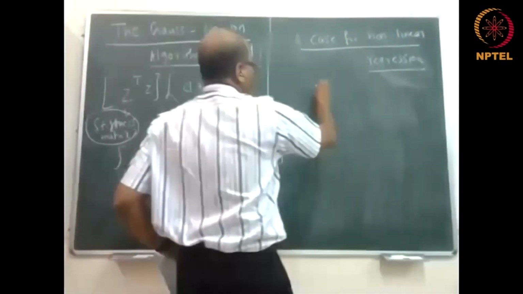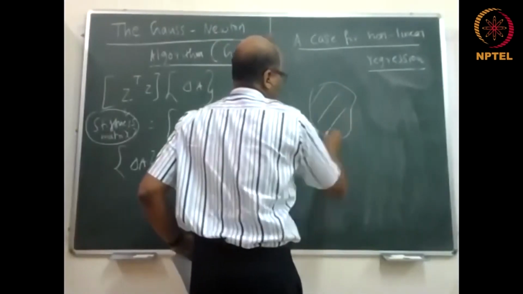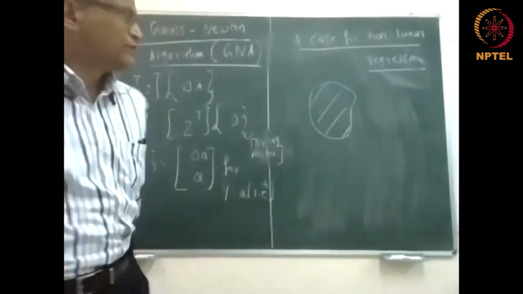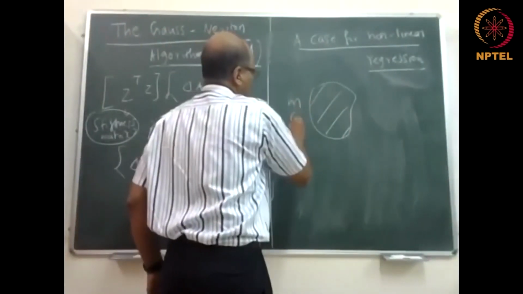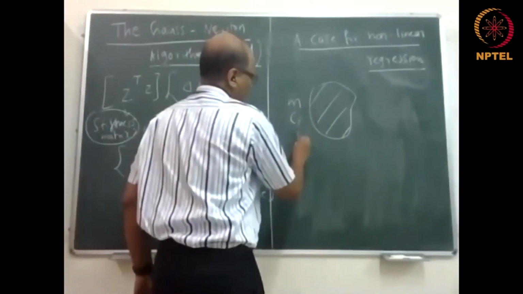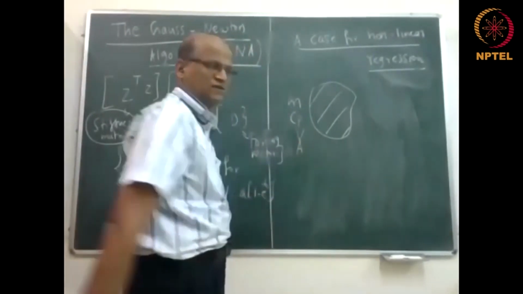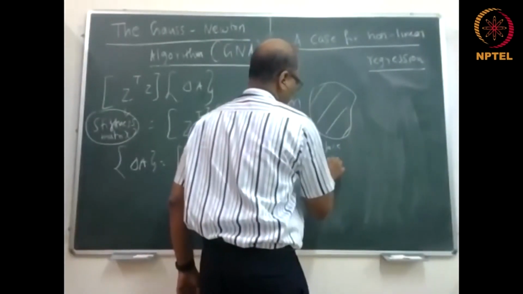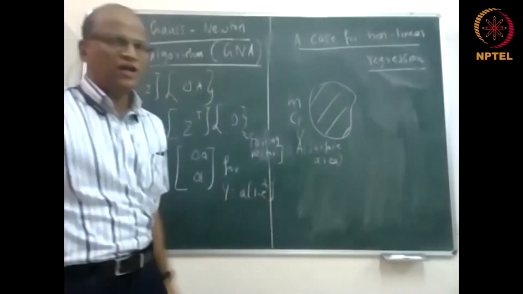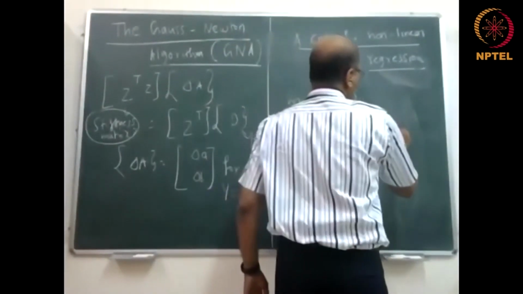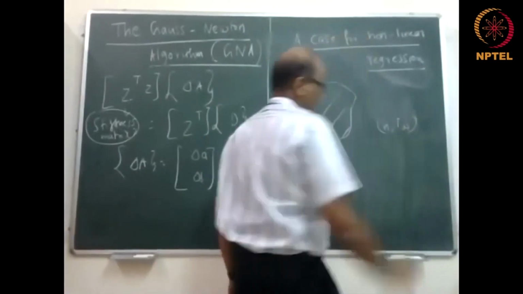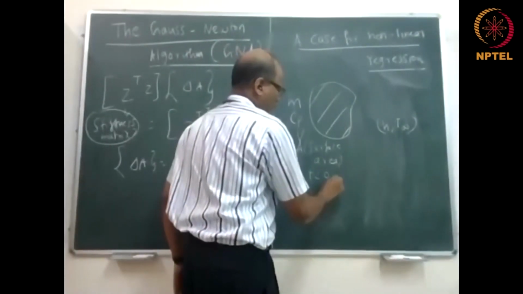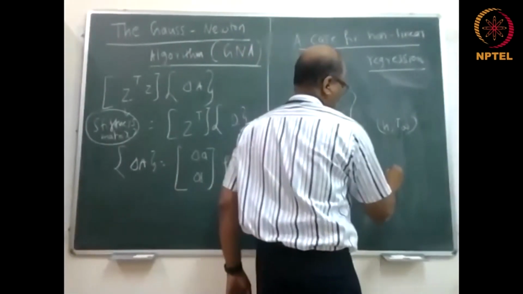Now consider a body like this. It has a mass M, specific heat Cp, volume V, and this is the surface area. It is losing heat by convection to the surroundings at T equal to Tr everywhere.